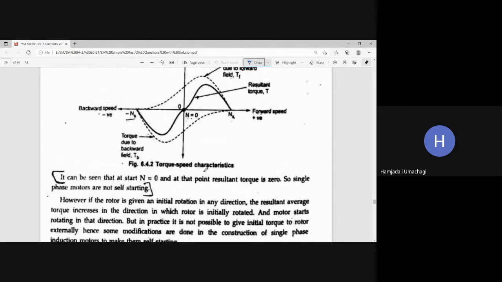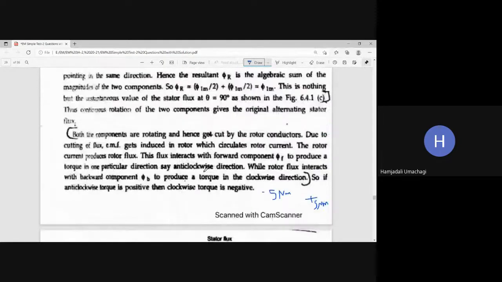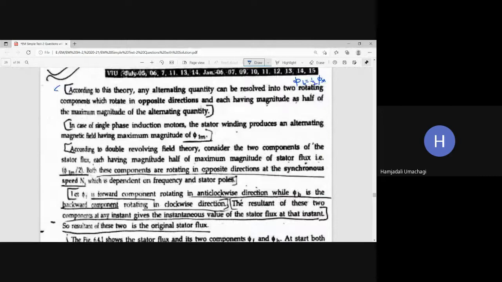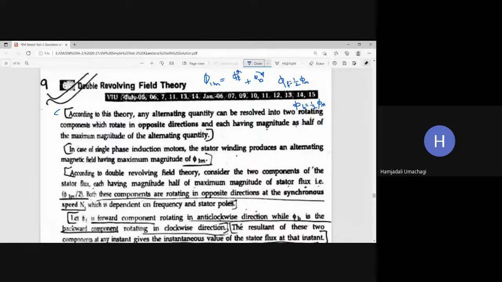So these are all the topics I have discussed today in this class related to module 4. Those are types of starters, star delta starter, and the speed controlling method, that is V by F control, followed by single phase induction motors and the double revolving field theory. So get prepared for all these questions. All these are important questions which will be asked in the final VTU exam.